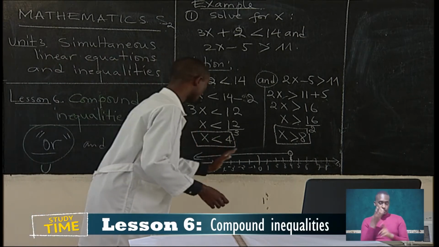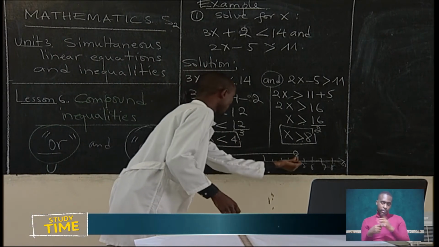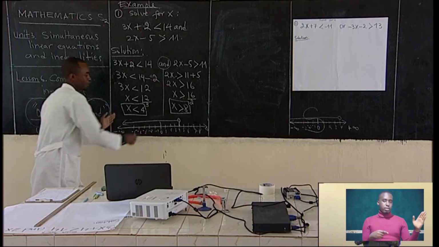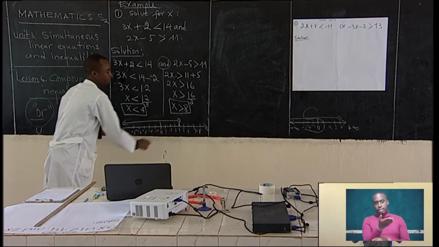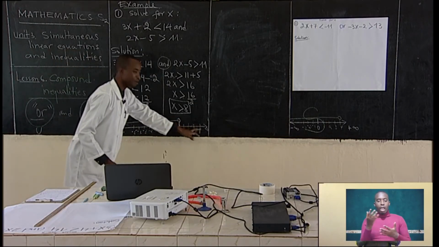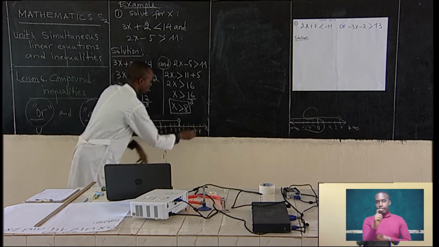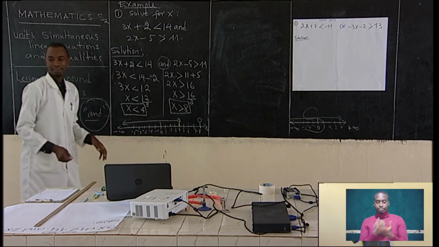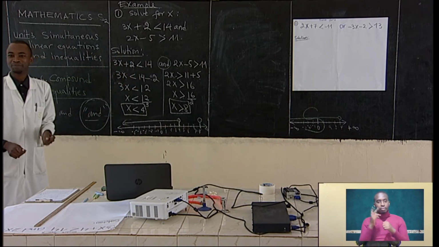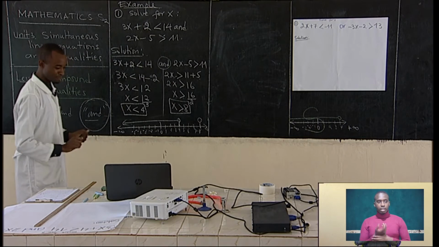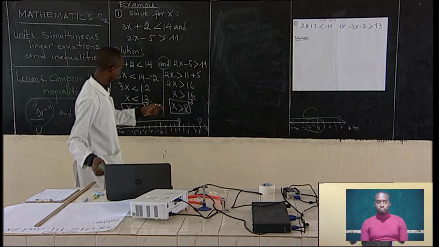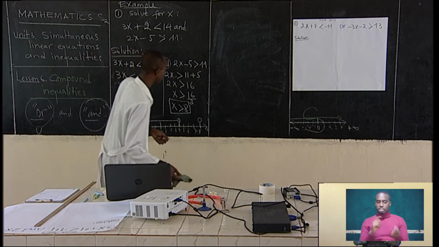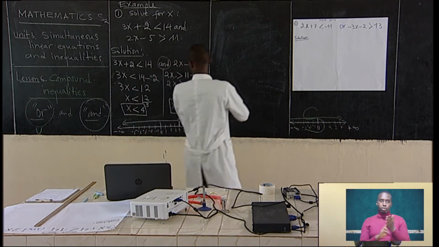From 4, it goes the other way. All the values which are here, they are less than 4. And we have also the value of x. Here we have 8. What about this one? Let me make it bigger so that you can see.